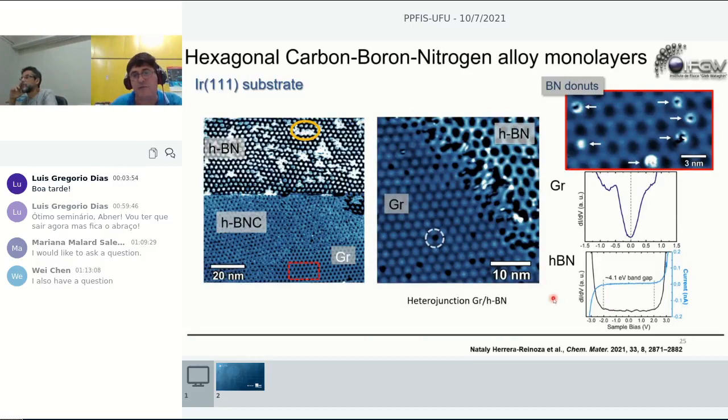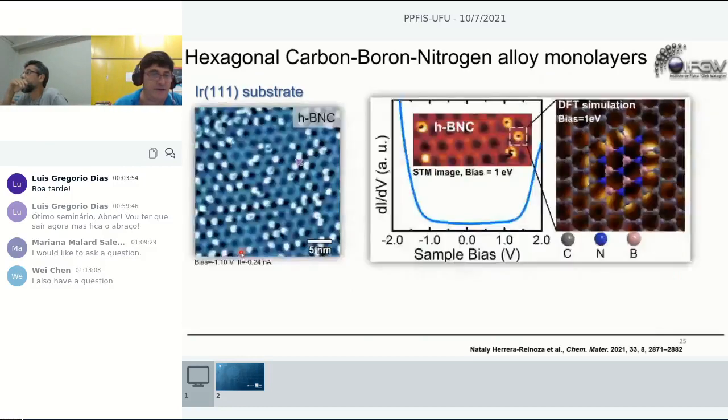In this case, we could see regions where we have a kind of junction, one side graphene, another side HBN. But the most interesting, in this region we have what we would say a large density of those donuts. Yeah. And in fact, then we discovered that when we try to adjust the amount of these donuts, and we try to simulate, we could see these donuts are, in fact, HBN clusters.